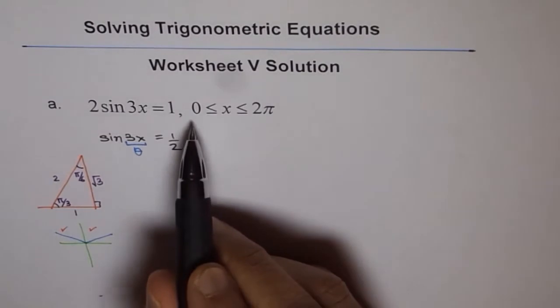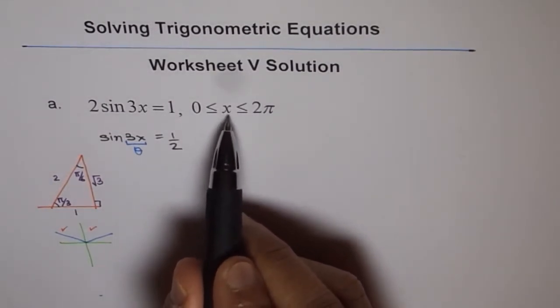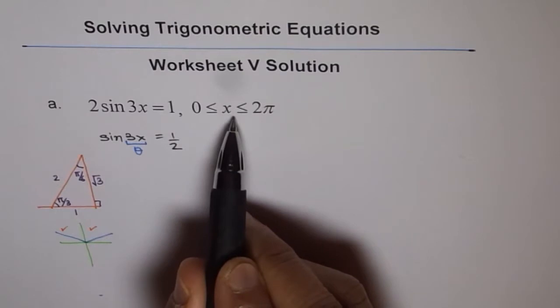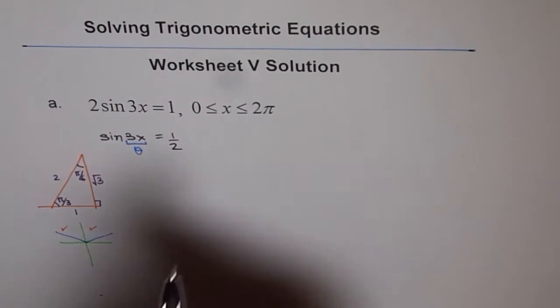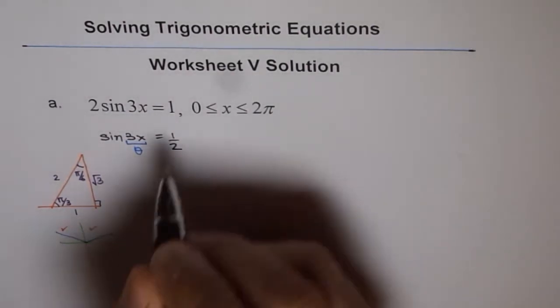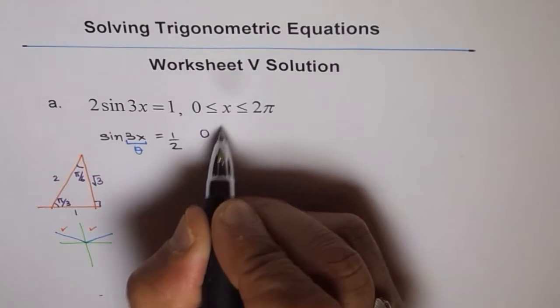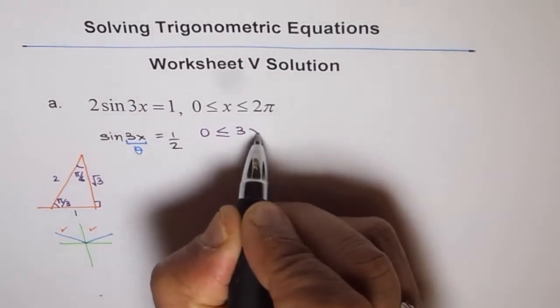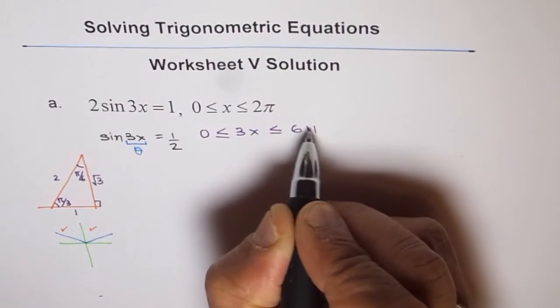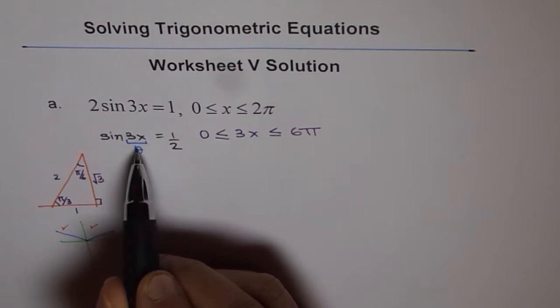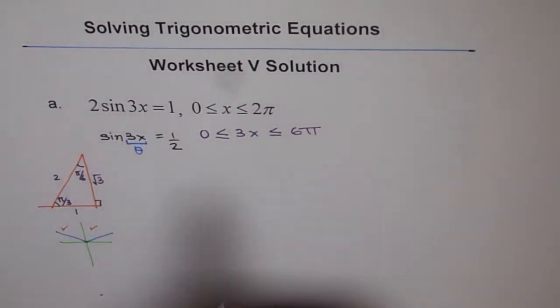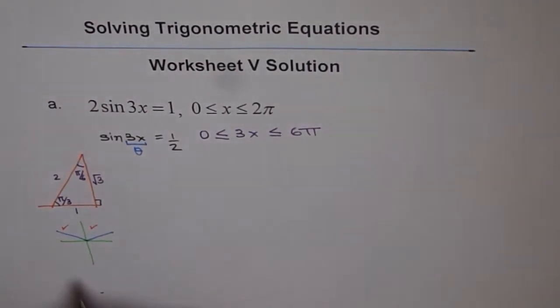See, the domain given to us is for x greater than or equal to 0 and less than or equal to 2 pi. But the equation has 3x, not just x, right? So now what should the domain be? Let's multiply this by 3 and we get 3x less than or equal to 6 pi. So this theta should be within the interval of 0 to 6 pi, not just this much. So we get one full circle, second circle, and the third circle.